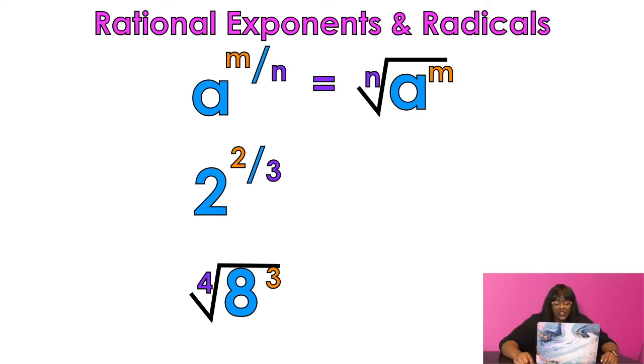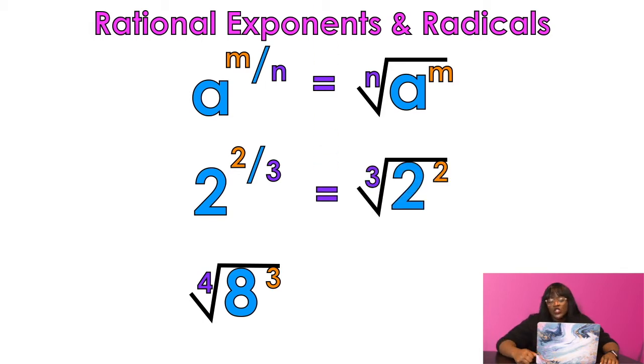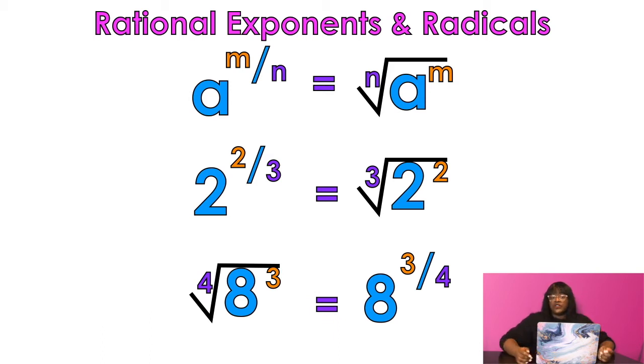So 2 to the 2/3 power is going to turn into the cube root of 2 squared. You see how that little purple 3 became the index? The denominator of your fraction is always going to become the index of your radical. Okay? And then in math, if you can go forwards, you can always go backwards, right? So that means if I have the 4th root of 8 cubed, I can change that to be 8 to the 3/4.